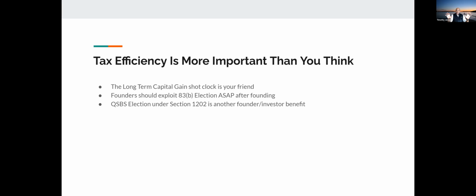So these are all things, again, that I mentioned, that are part of what happens as you're growing the organization. What happens when you start talking about liquidity?